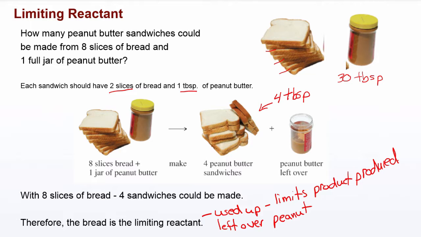All right, so remember we had a question a while ago with a reaction that had oxygen in excess. In this one, really, the peanut butter is in excess. And then we've got a limited amount of bread. All right, so that's limiting reactant in a nutshell.